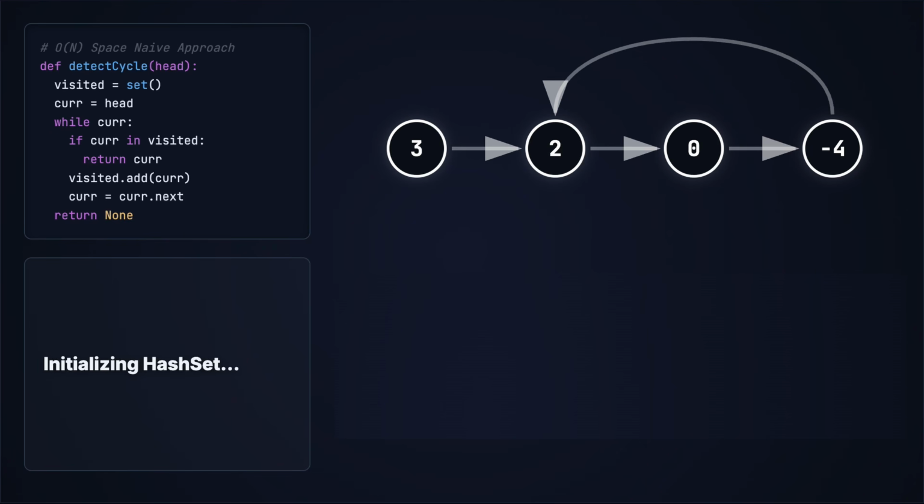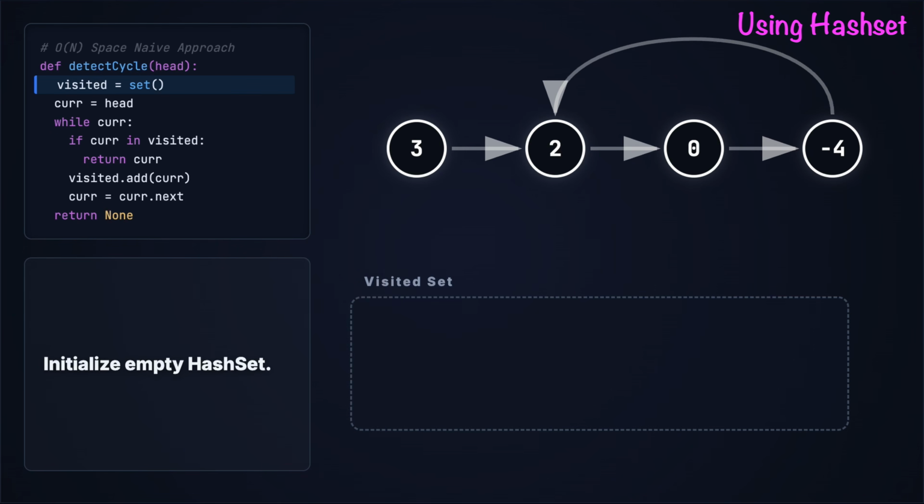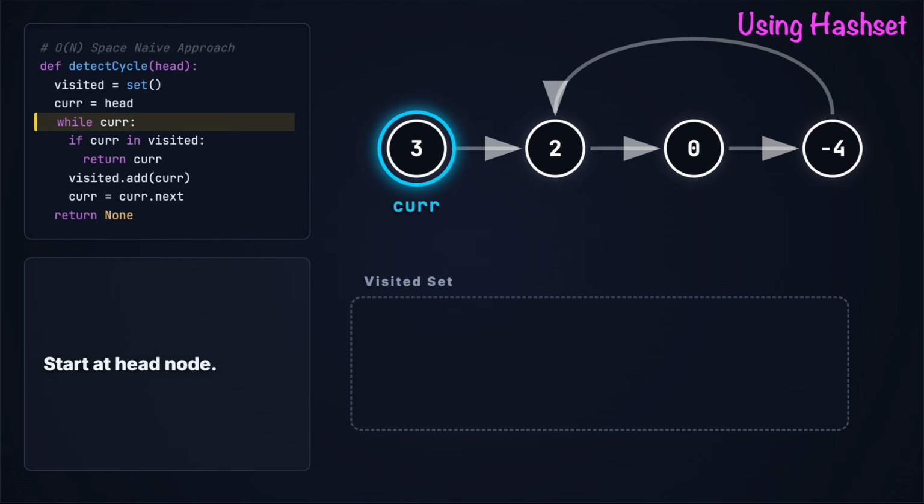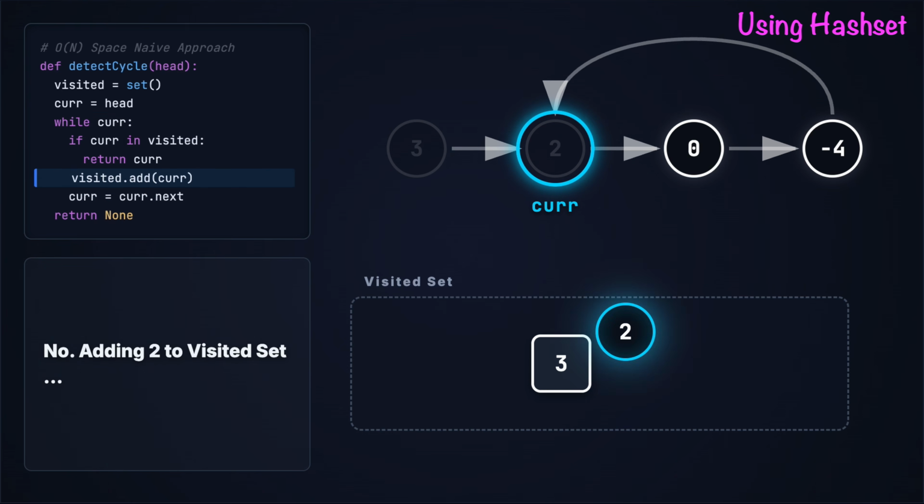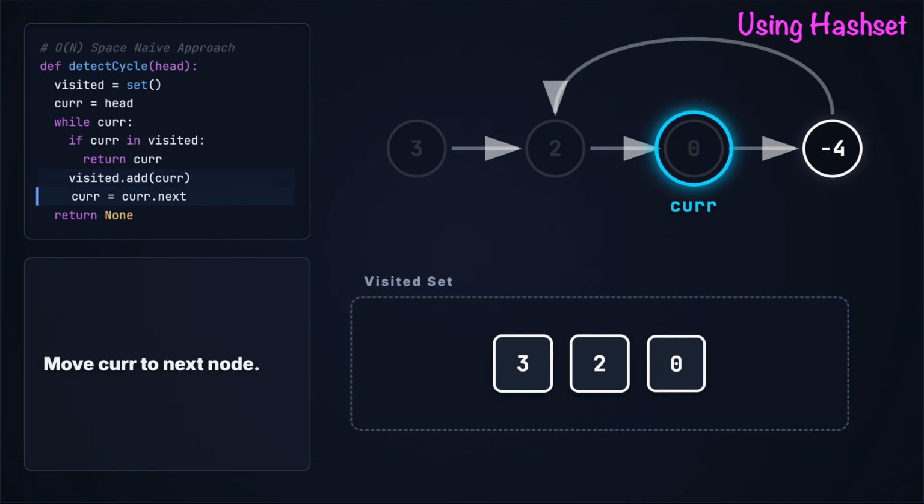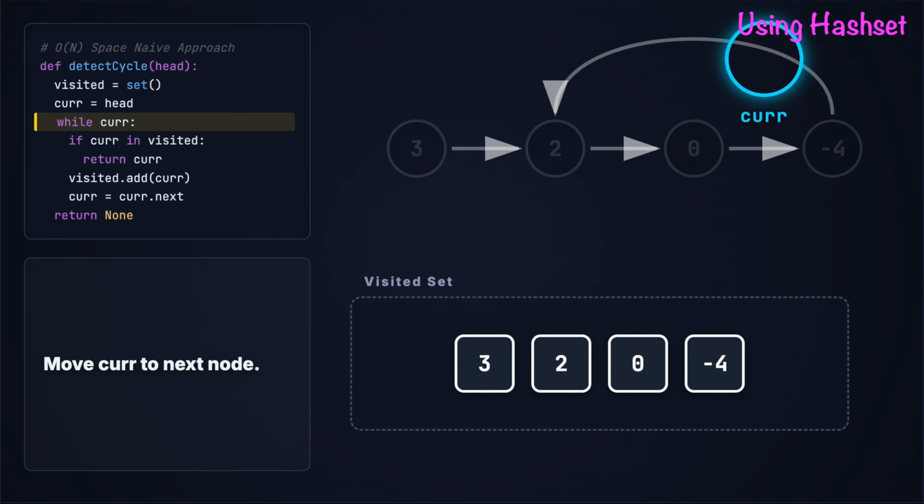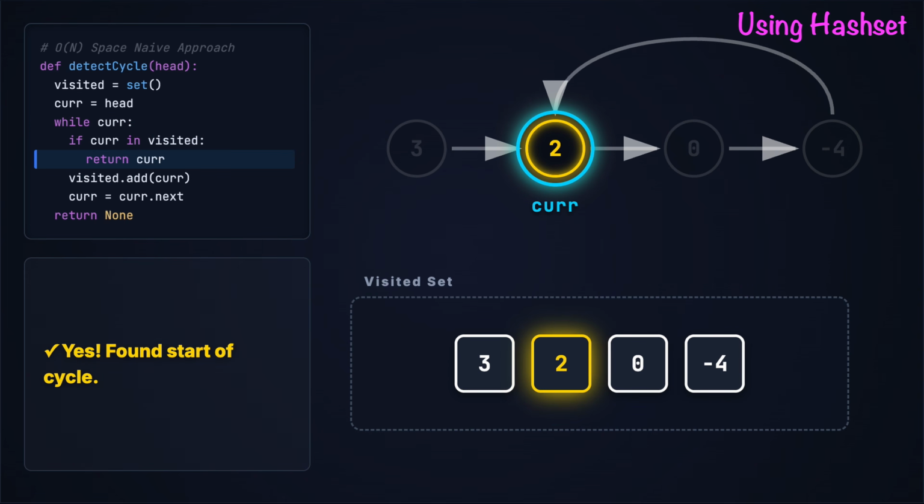One way to put that idea into code is with a hash set. We walk through the linked list one node at a time, adding every node we visit to the set. The very first time we try to add a node that's already in the set, boom, that's the start of our cycle, since it now has two different nodes pointing into it. This works and runs in O(n) time, but it also costs us O(n) space to store all those nodes in the set.